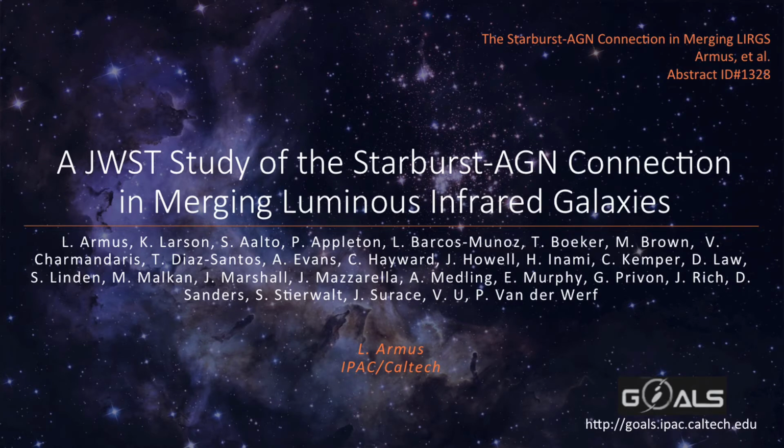So I'd like to tell you about our program, which is called a JWST Study of the Starburst AGN Connection in Merging Luminous Infrared Galaxies. This may have been the only proposal where I didn't come up with a catchy acronym, and I apologize for that. Here's a list of all the people in our proposal. We have a large group, many people from the GOALS project. If you want to find out more about GOALS, you can go to the GOALS website. I'm sorry I didn't put that up there, but you can easily find it or talk to us after. 18 institutions, more than 20 COIs, and 8 countries.